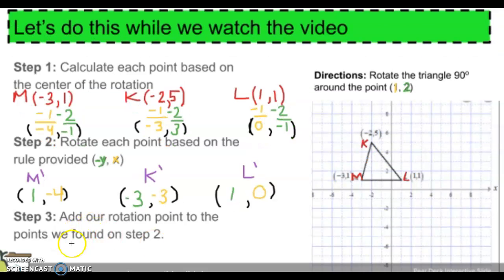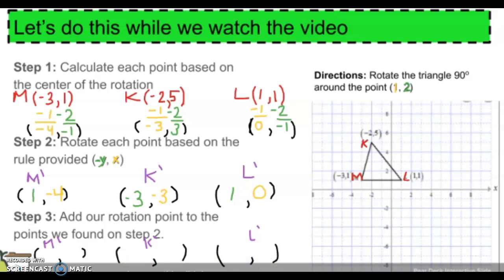All right, so let's go ahead and finish step 3. Step 3 says to add our rotation point to the points we found on step 2. So the rotation point again is 1, 2. On step 1, we subtracted it, and on step 3, we're actually going to add it back in. Okay, so we now have our point M prime, we have K prime, and we have L prime. And we're going to go ahead and fill in by adding our numbers from our rotation point.